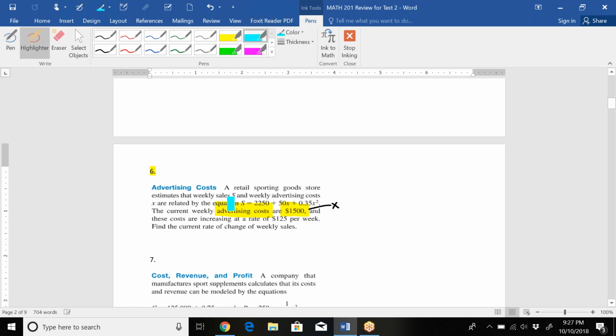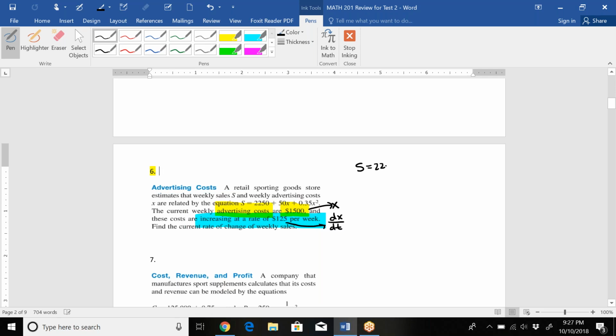The other thing they gave us, they said it was a cost that are increasing at a rate of 125 per week. Notice that's a rate of change for the cost. So that's dx over time because it's per week. So dx dt. So we now know that when we go to take our derivative, 1,500 is going to stand for X, and the 125 positive, because it's increasing, is going to stand for dx dt. So we're going to be taking the derivative of this function with respect to time.